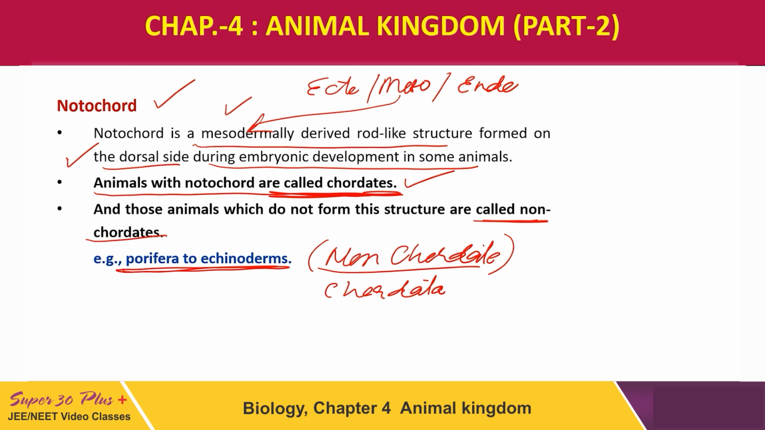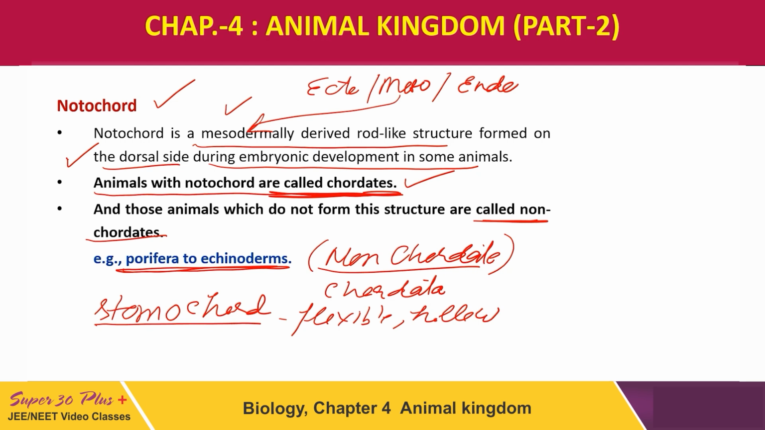You have to pay attention to one more thing here. A similar structure is there with which we get confused, that is known as stomochord. Stomochord, remember children, this is not notochord. This is a flexible structure, and this is a hollow tubular one, a hollow tube. But remember, this is not notochord, and this type of structure is found in Hemichordata. Hemichordata means, you know, these are neither chordates nor non-chordates. So stomochord is found in the case of hemichordates.